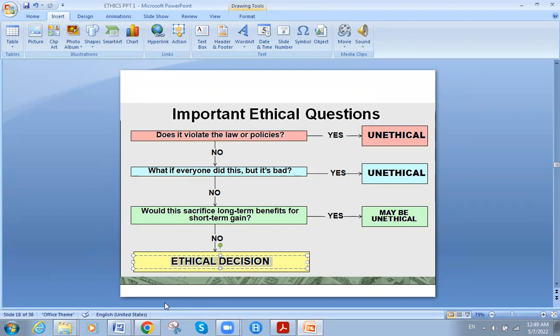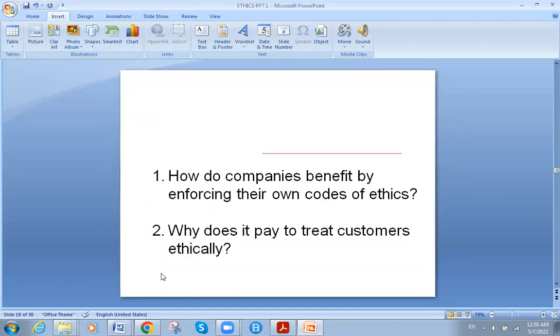So here, like we say, if it is all no, it's moving towards the ethical. But if it is yes, here you are breaking the law, here you think it's something bad, here you sacrifice the long term for the sake of the short term. I just want to get some profits and go, and that's it. So in all these cases, it's unethical. But if you say no to all this, that means this decision will be a purely 100% ethical decision.